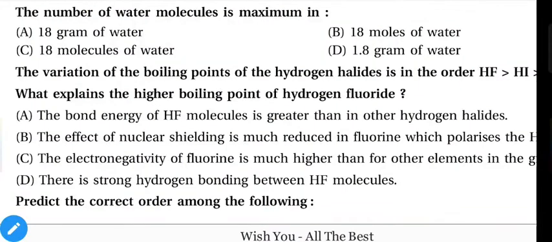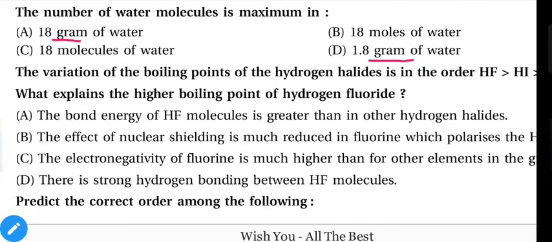Now let's talk about a question like this: the number of water molecules is maximum in 18 grams of water, 18 moles of water, 18 molecules of water, or 1.8 grams of water. If you have this type of values, then convert them into similar values. Either convert them into grams, or into moles, or into molecules. Let us start by converting each value into grams, because the first and last values are already in grams, so we have to convert only two of them.